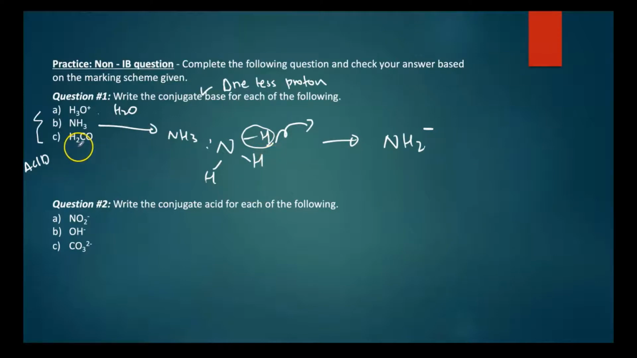Same thing with the H2CO3. We're going to take away one proton. That means we're going to have a lone pair of electrons left over. So we're going to have HCO3 minus.